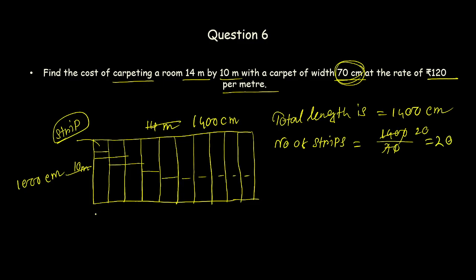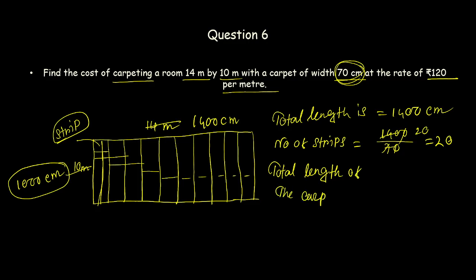Now the length of one strip, from here to here, is 1000. And 20 such strips are there. So the total length of the carpet is 20 into 1000, that is 20,000 centimeter.